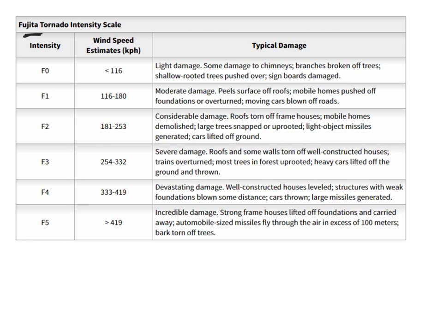Now, their intensity, and this is a little bit different because we're looking at wind speed estimates and things of that nature. So we go from an F0, where we're going to have light damage, broken branches might happen, small trees might get pushed over, signboards, all the way up to an F5 tornado, where the wind speeds can be in excess of 419 kilometers per hour. And this is where we see houses being lifted off their foundations, automobiles flying through the air in excess of 100 meters. We can see the bark ripped off of trees. So these are very strong and damaging storms. So we use the Fujita scale to kind of rate these tornadoes and see how bad they are.